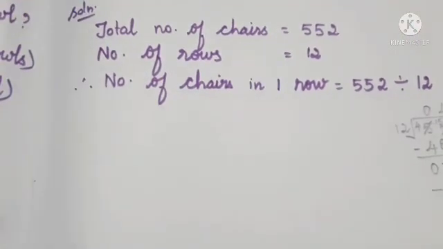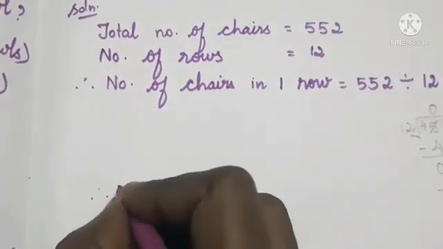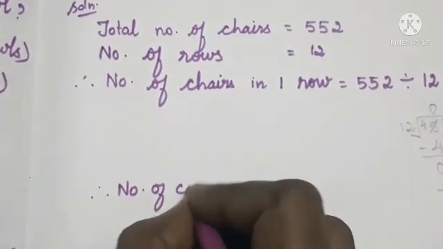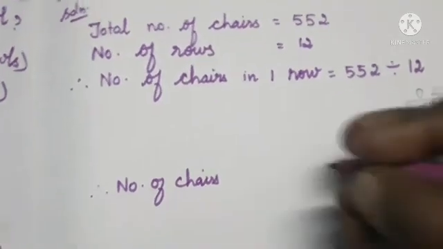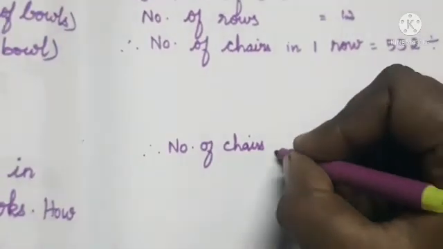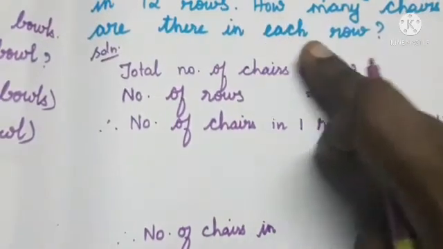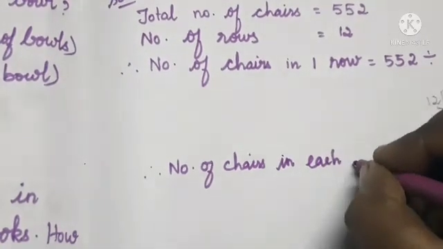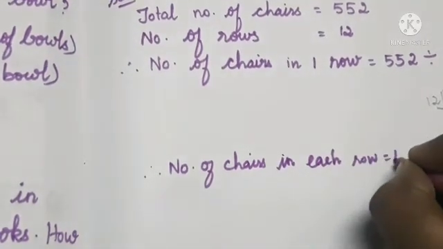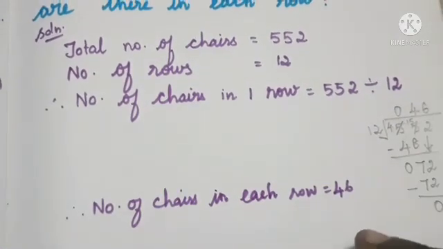So from here we can write the answer. Therefore, number of chairs in each row. They asked to find out for each row. Here they ask in each row. So we can write in each row is equal to 46. That's the answer to the question. So we can write number of chairs in each row is equal to 46.